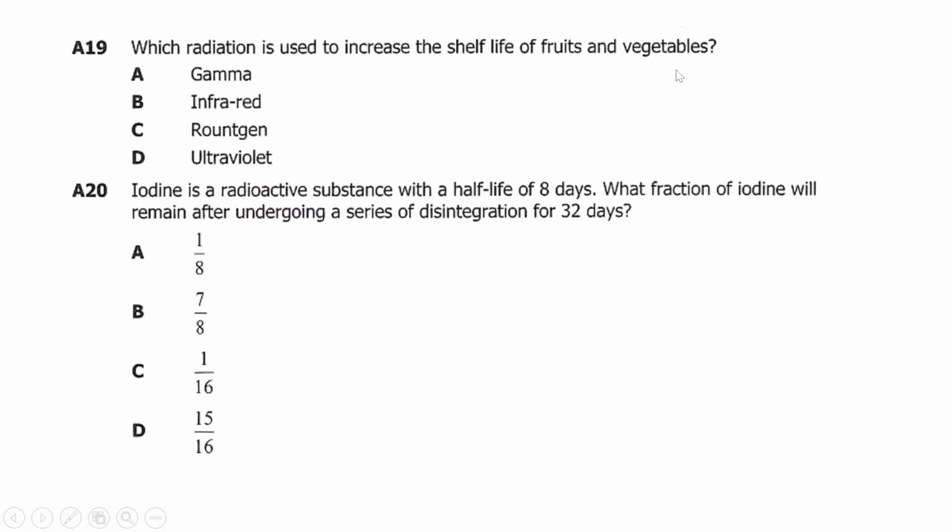Okay, so we move to A19, which says which radiation is used to increase the shelf life of fruits and vegetables. The radiation which is used to increase the shelf life of fruits and vegetables is actually gamma rays. Then A20 says iodine is a radioactive substance with a half-life of 8 days.